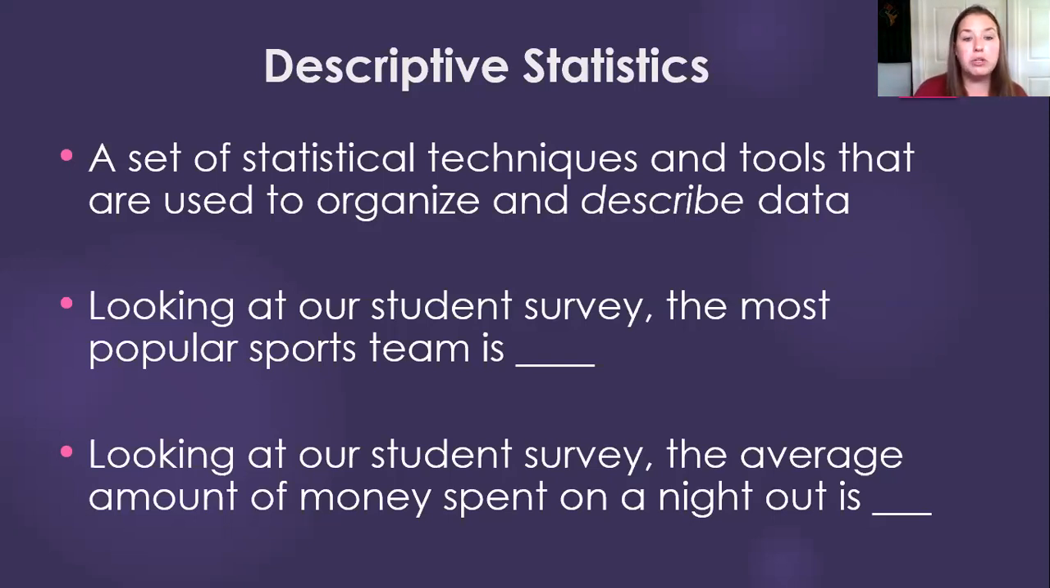So for example, we could say, looking at our student survey, the most popular sports team is whatever, right? I think it turns out to be the Eagles for this group. I can't remember. Looking at our student survey, the average amount of money spent on a night out is $50. So descriptive statistics are taking data that we already have and trying to summarize those data that we already have.